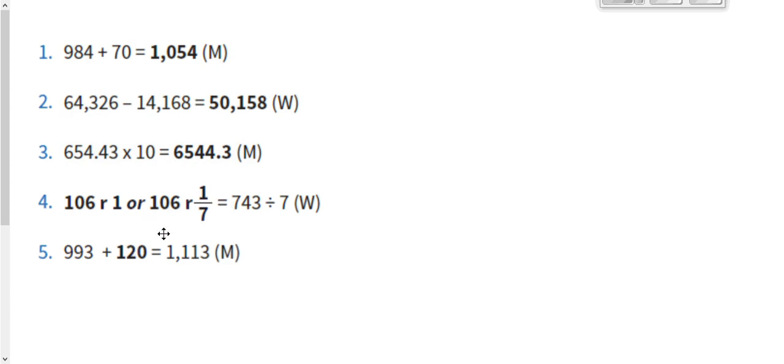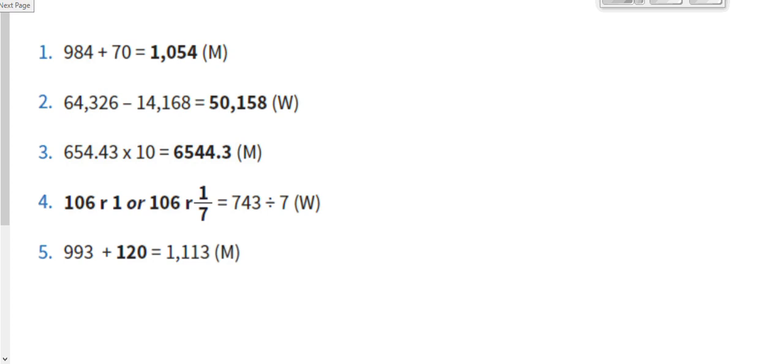Question 5 is a mental method. 993, add something, equals 1,113. Okay, so we had to add our 120. So the 993, we add 7 on to get the 1,000, and then add the rest to get the 113 part. It's just making links with numbers in your head.